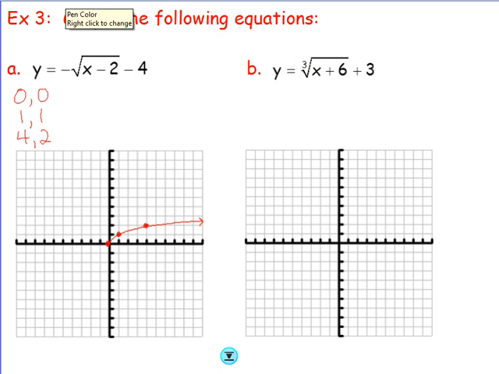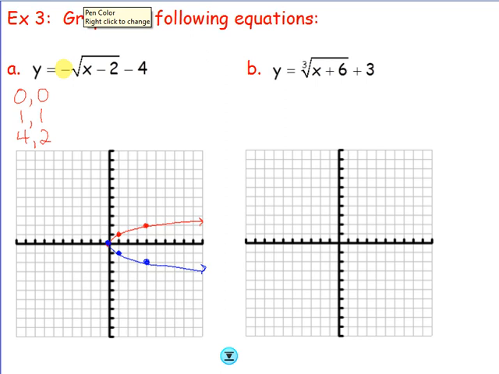Did we have a flip? As you can see right here, hopefully you saw that negative. That does mean that these three points flip. Well, 0, 0 doesn't change. This point was 1 above the x-axis. It's now 1 below the x-axis. This point was 2 above. It's now 2 below. So as you can see, we now have a mirror of our red graph down, which is now our blue graph.